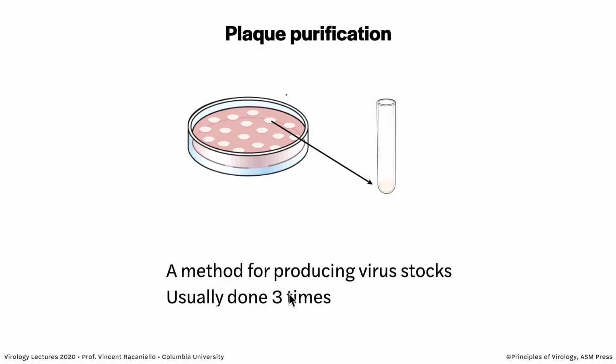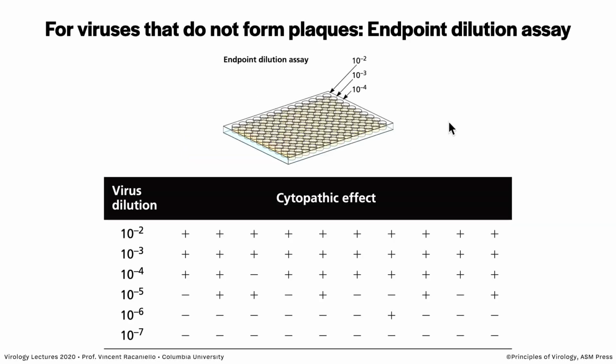And the idea being, let's say you took a nasal wash from a patient and you plaqued it out and you got plaques. You couldn't rule out that there were, by accident, two viruses making one plaque, just infecting neighboring cells. So you do this multiple times to rule that out and get a purified stock of your virus. Now, many viruses don't form plaques. So we have other assays to measure infectivity, and we typically use endpoint dilution assays.